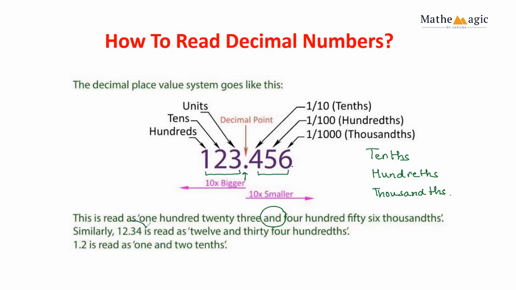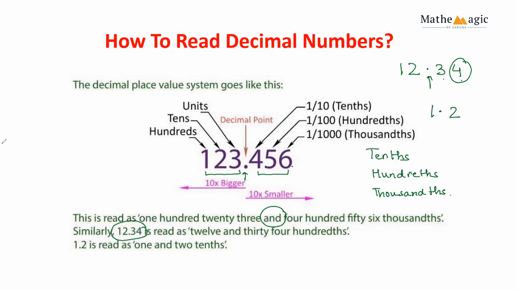Now, if we have another example, say 12.34, here we read it as 12 and 34 hundredths. It ends at the hundredths position, so hundredths. If we have 1.2, it ends at the tenths position, so it is read as 1 and 2 tenths.